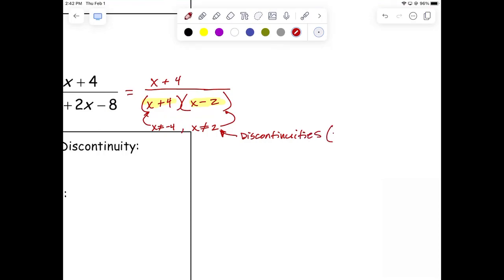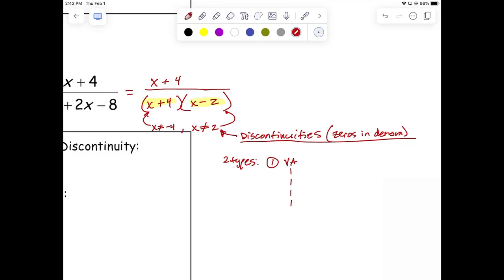Discontinuities are zeros in the denominator. Anything that causes a 0 in the denominator is going to be a discontinuity. A discontinuity does exactly what you would think it does, having a name like discontinuity. It interrupts the flow of the graph. There are two types. Number one, you have the vertical asymptote.